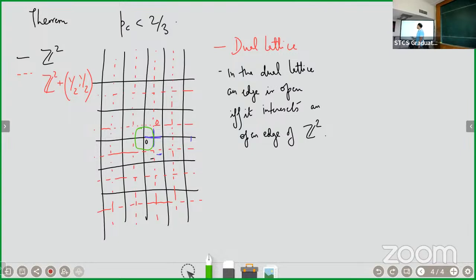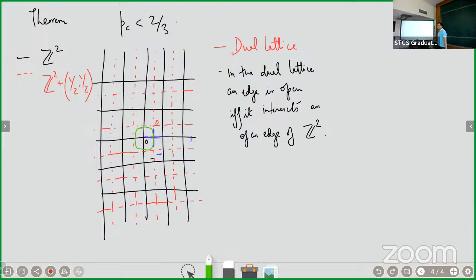So all I need to care about is the probability that there exists any such orange-green box of any size. If I can control that probability, I should be able to say that the probability with which such a box exists for any n is smaller than 1. Because anyway, I'm interested in the probability of percolation being greater than 0. I'm not interested in the probability of percolation being 1.